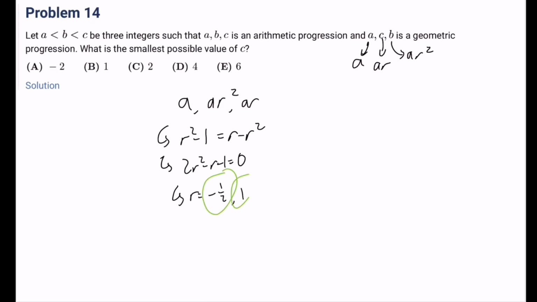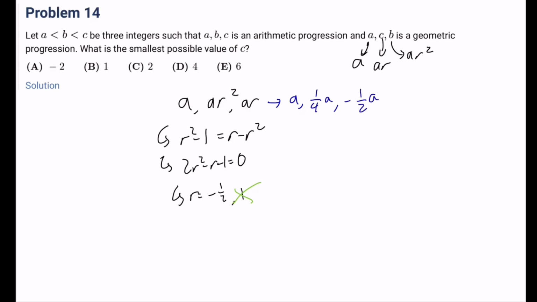So R can be minus 1 over 2 or 1, but we see that R cannot be 1 because A, B, and C cannot be equal. And if R was 1, then they would all be A. So R cannot equal 1, therefore R must be negative 1 over 2. So if R is negative 1 over 2, that means these 3 values are going to be A, 1 over 4 A, and minus 1 over 2 A.